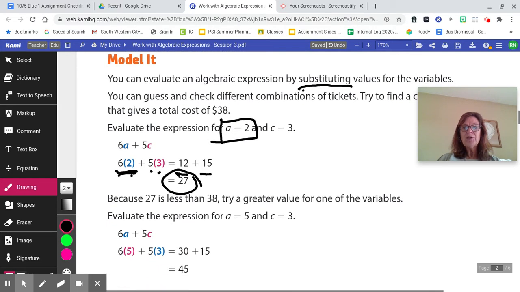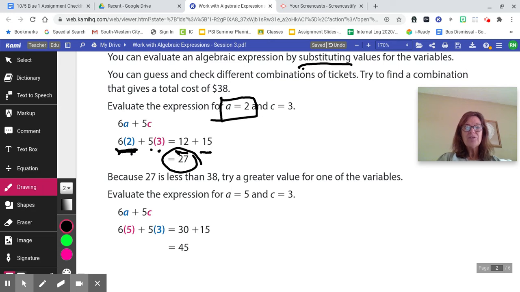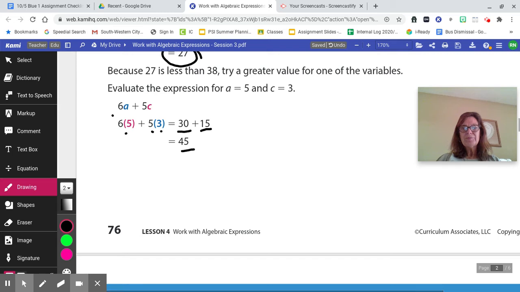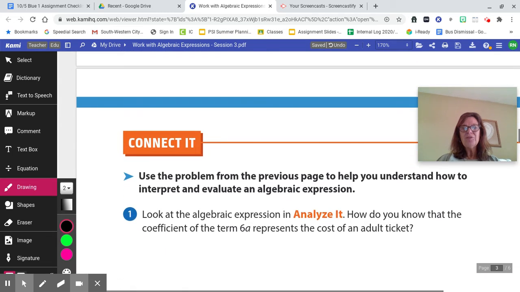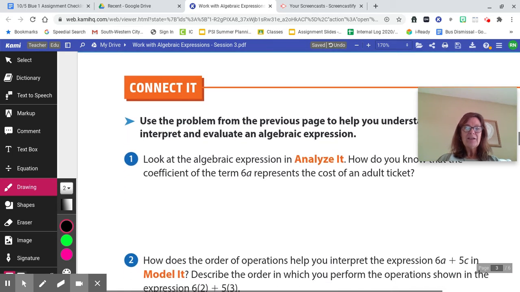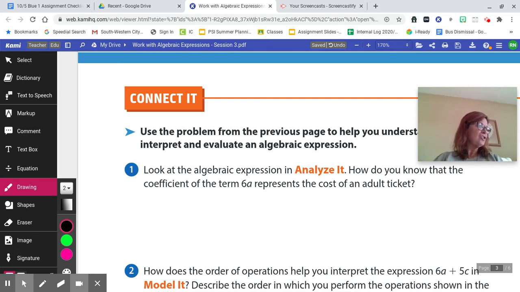What if I try with a 5? A is 5. 6 times 5, 5 times 3. Again, this one has a greater value, so that one didn't work. And we are going to keep moving on. Turn to the next page, which is 77.